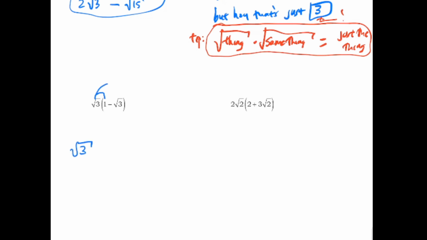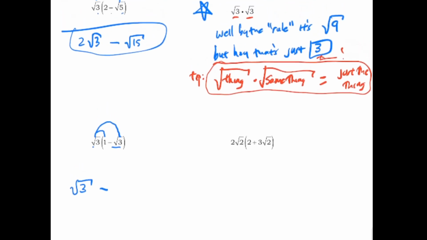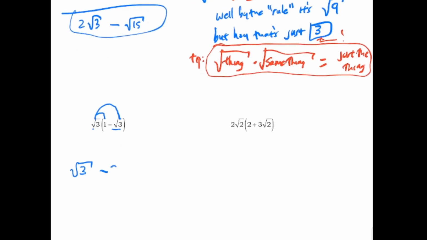And then we have to multiply root 3 times a negative root 3. So I'm going to get a negative. And remember what we were just saying. Root 3 times root 3 is just 3. Which saves you a little bit of time from going through the whole, well, that's root 9, but wait, that's a 3. If it saves you a second times 20 problems, it's worth it.